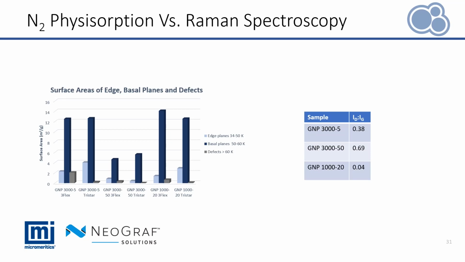On the right is a table of D to G band ratio obtained from the normalized Raman spectroscopy data that we've seen in the previous slide. The D to G band intensity ratio is known to indicate the level of disorder in the sample, meaning the lower the ratio, the more basal planes are present in the sample as opposed to edge planes or defects.